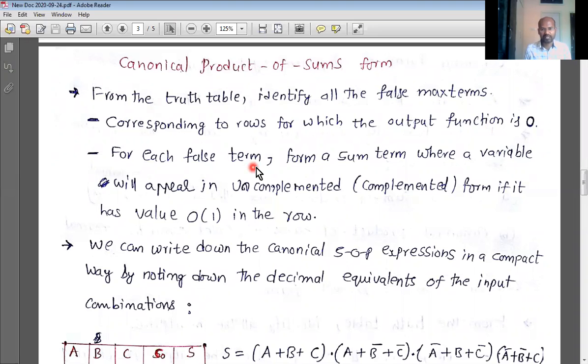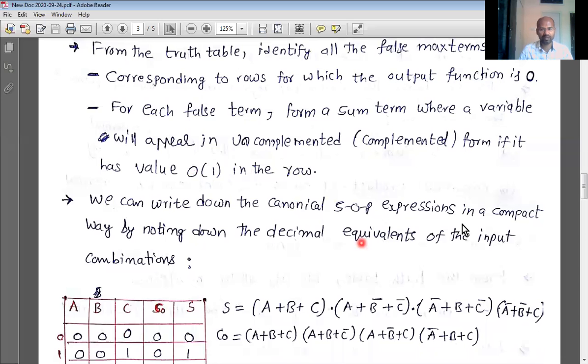For each false maxterm, form a sum term where all the variables will appear in uncomplemented form, or complemented form if it has a value 0. If it has a value 0, we take its uncomplemented form. If its value is 1, we take its complemented form. We will see what it is just now. In the row, we can write down the canonical product of sums in a compact way. This is the compact representation.